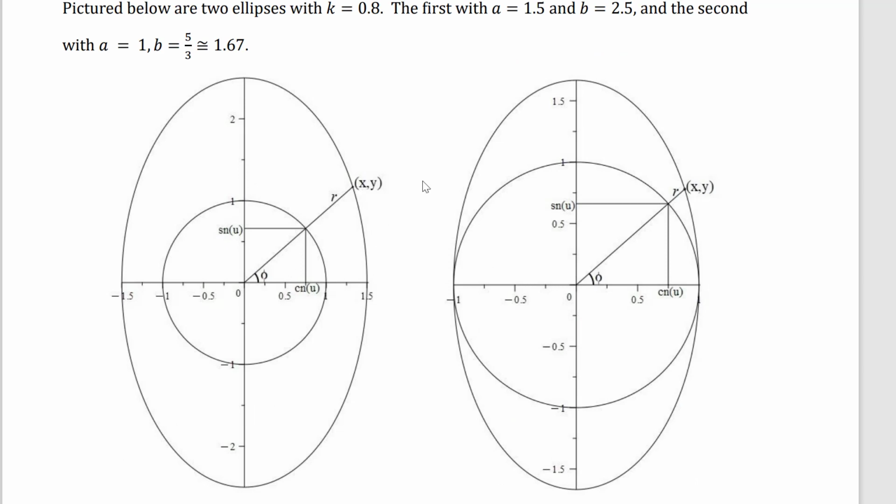So here are two ellipses with the same eccentricity, one with minor axis 1, major axis 5/3, the other with minor axis 1.5, major axis 2.5. So same eccentricity, and so they would work the same. The value of k is the same for both of these. And we can see in the picture how we're going to define sn u and cn u. We're going to go straight from the point towards the origin, and where we intersect the unit circle, the x and y values will be cn u and sn u respectively.